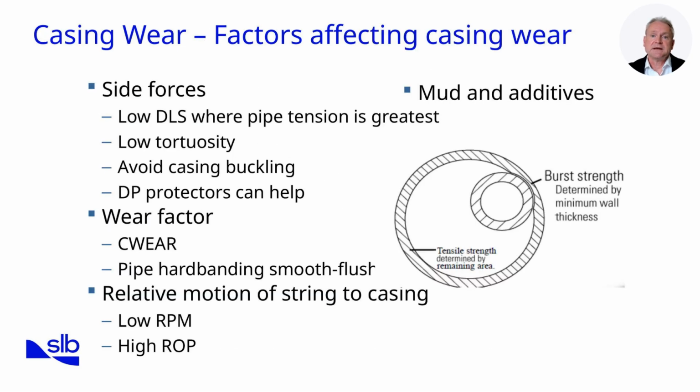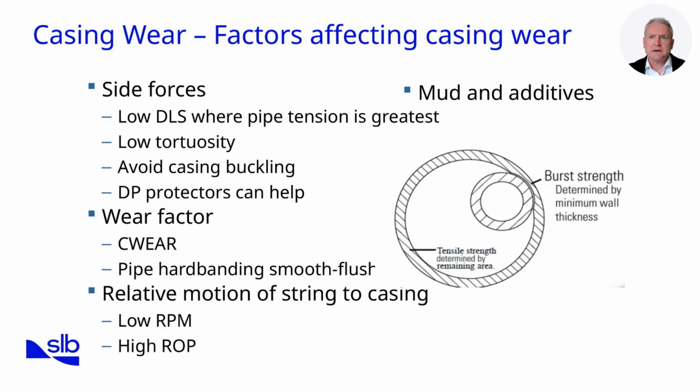Casing wear is a long-term integrity issue caused by continuous contact between the drill string and casing. Several factors influence the severity of wear. The first is side forces. Wear is most pronounced at low dogleg severity sections where the pipe tension is greatest, creating higher contact forces against casing walls. High tortuosity should be avoided because it increases irregular contact and accelerates wear.